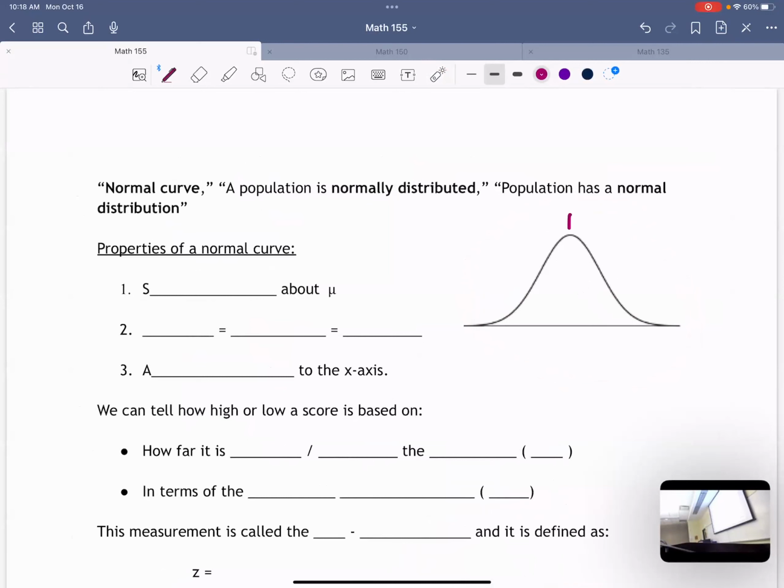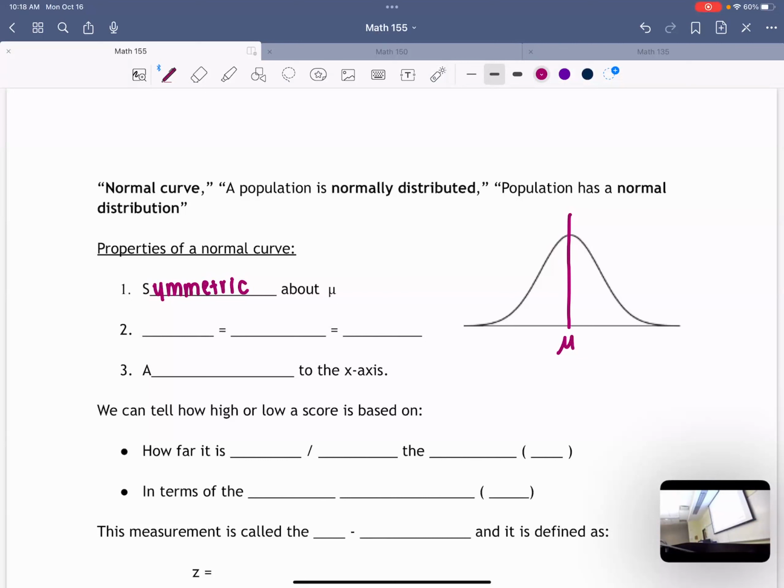If I cut it right in the middle, I think we all know that the mean or mu is right in the center, right? And if I cut it in half, the left-hand side looks exactly like the right-hand side, right? Which is this property called symmetric. So we call the normal curve symmetric about the mean because the left-hand side looks almost exactly like the right-hand side, okay? There are three important things that happen right in the middle.